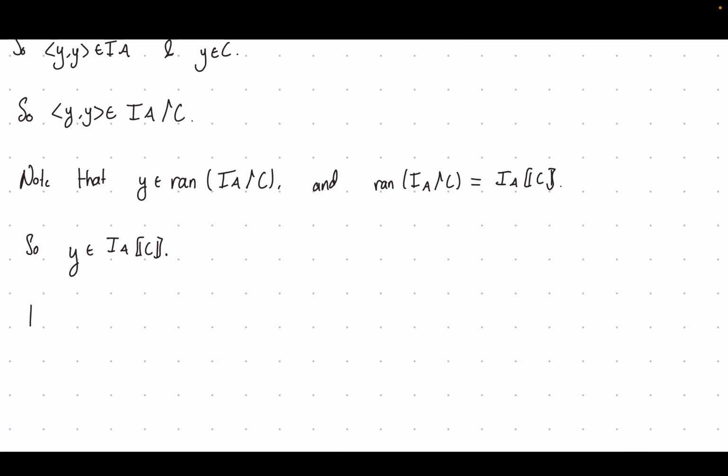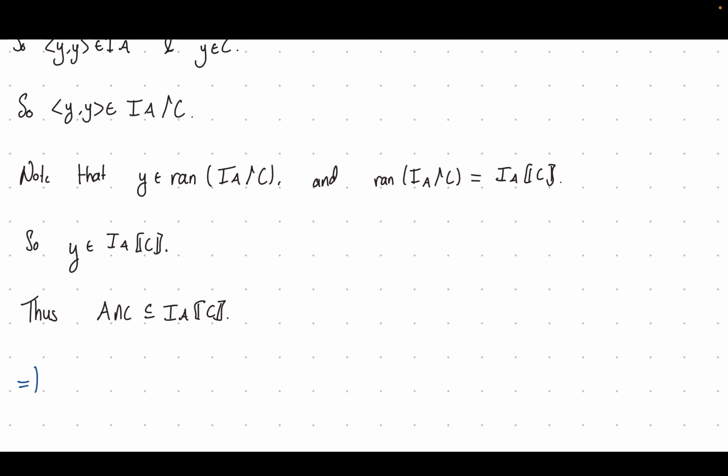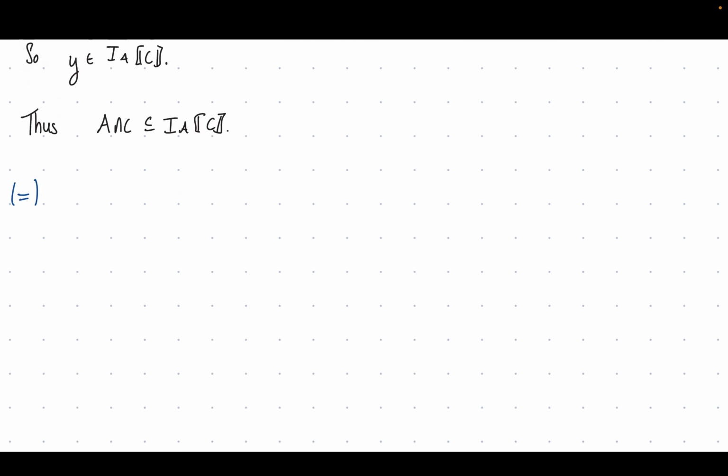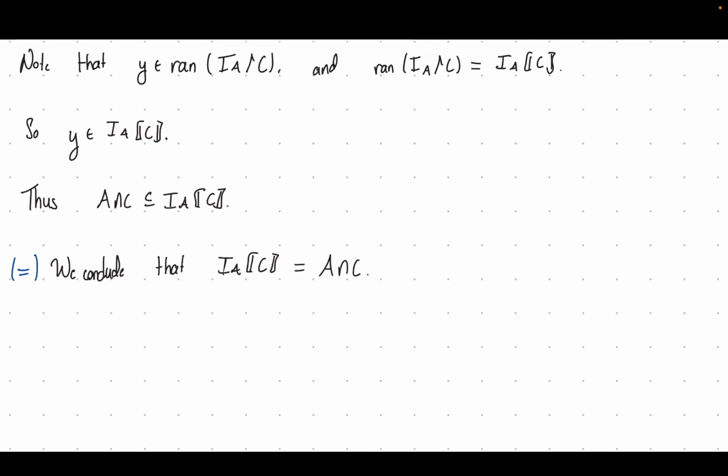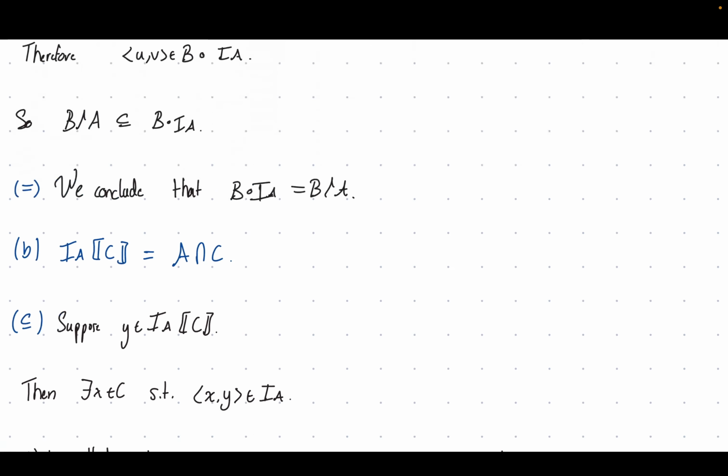Thus, A intersect C must be a subset of IA restricted to C. Now for equality, we conclude that the image of IA under C is actually equal to A intersect C. And there you go. That's all of exercise 23.